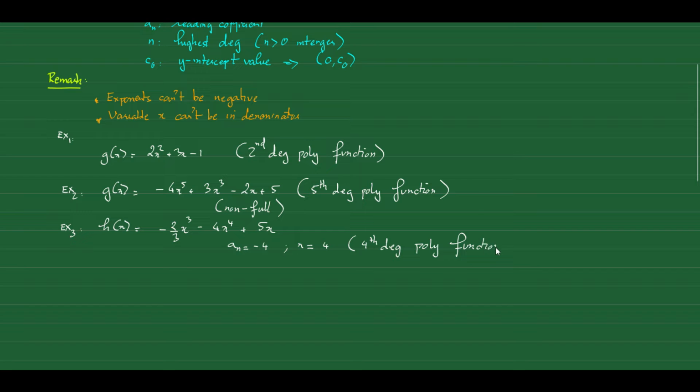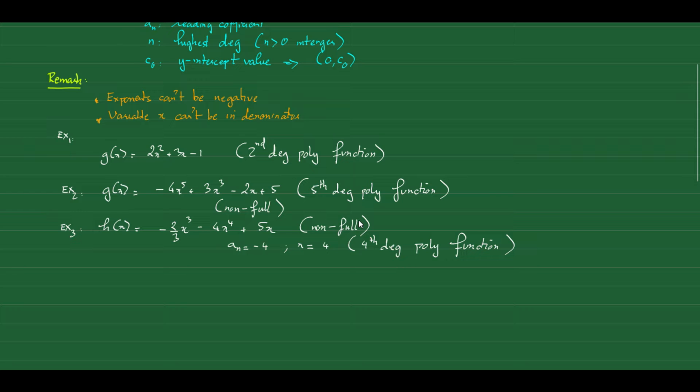And do you think this is full? For 4 degrees we usually have 5 terms, but we have only 3 terms over here. So this is non-full. It's not full because it's missing terms. However, even though it's not full, it's still considered a polynomial function.